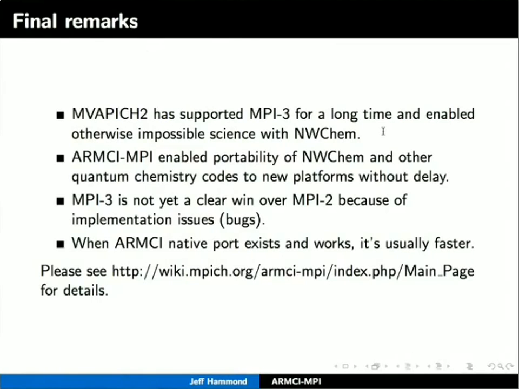So I still maintain the wiki on the MPICH website for ARMCI-MPI. ARMCI-MPI is now a separate repository, but is still part of the MPICH family of projects. And the website has lots of documentation on how to use it within NWChem and some of the patches that are required to get it running on various platforms. That's it.